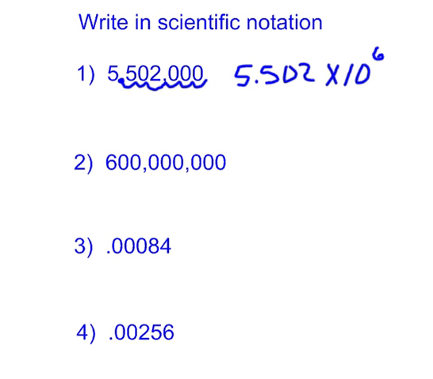600 million. To place a decimal point so the value is between 1 and 10 would be right here. And then we will count to where it should be. 1, 2, 3, 4, 5, 6, 7, 8. So our answer is 6 times 10 to the 8th power.